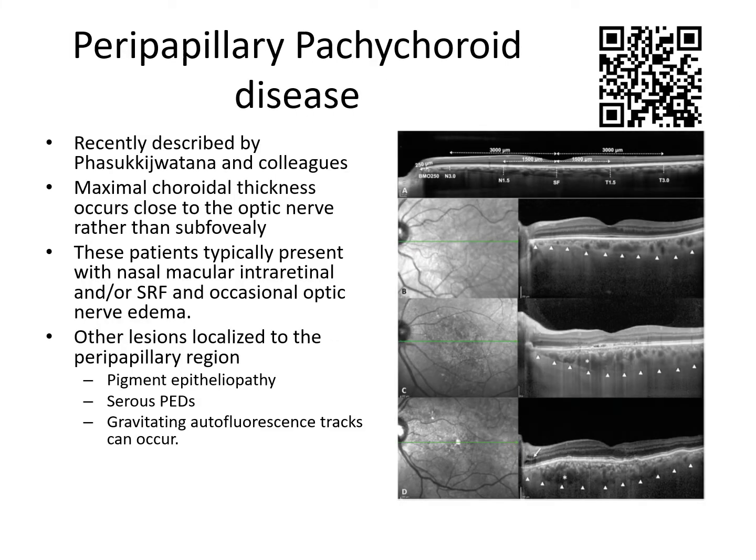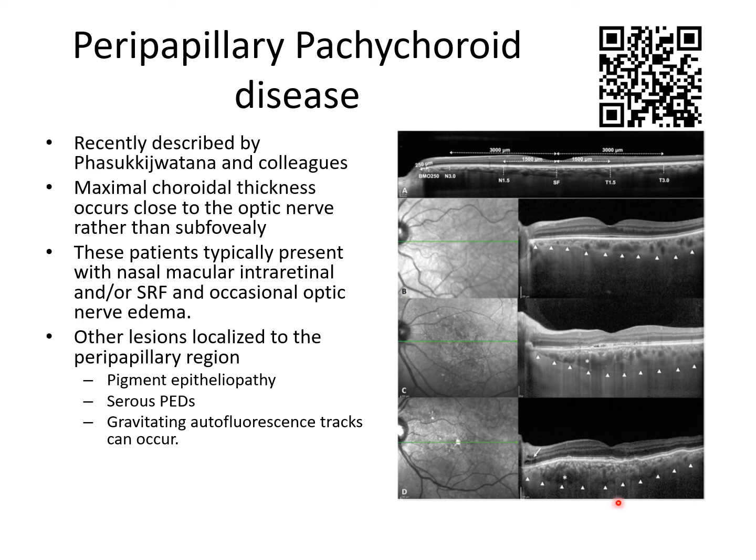Next in this family is peripapillary pachychoroid disease, in which overall the situation is nearly the same, but the location has changed from beneath the foveal area to the area close to the optic disc. So the maximum choroidal thickness occurs close to the optic nerve rather than subfoveally, and these patients typically present with nasal macular intraretinal and/or SRF and occasional optic nerve edema.